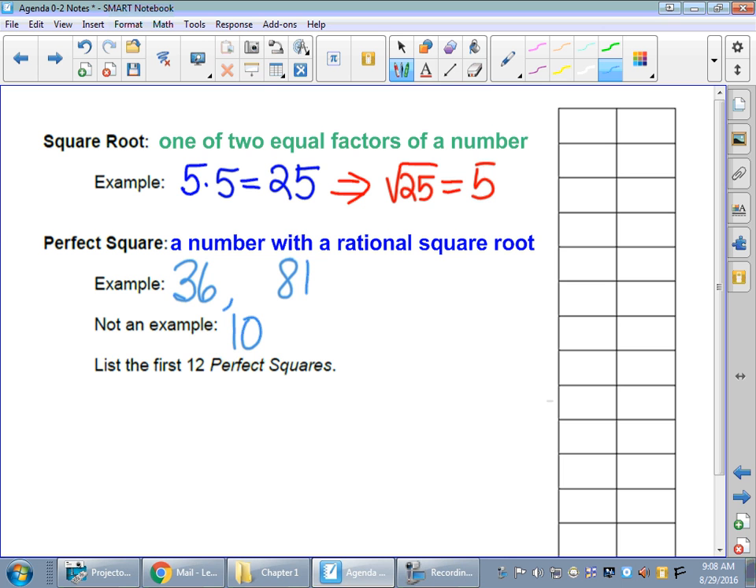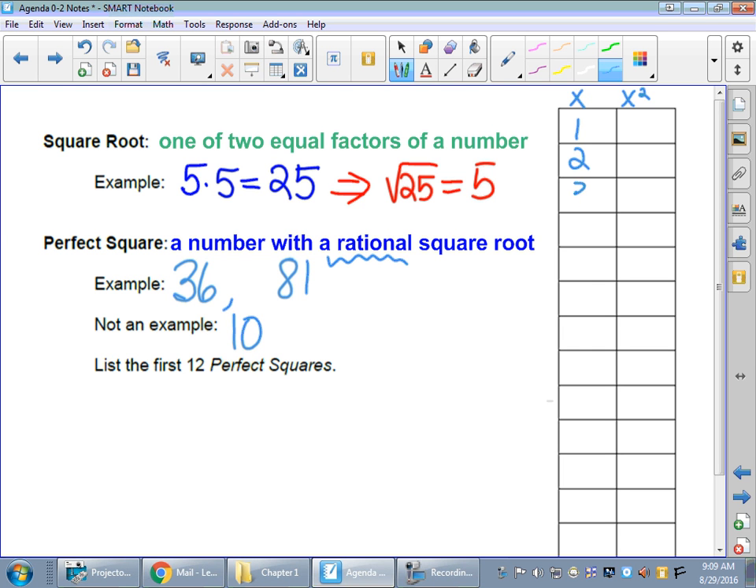And we could probably figure out some irrational number times itself that would give you 10. But remember, this has to have a rational whole number square root. The first 12 perfect squares, are you ready? So here's our x, here's our x squared. So if I said that x is 1, what is 1 squared?